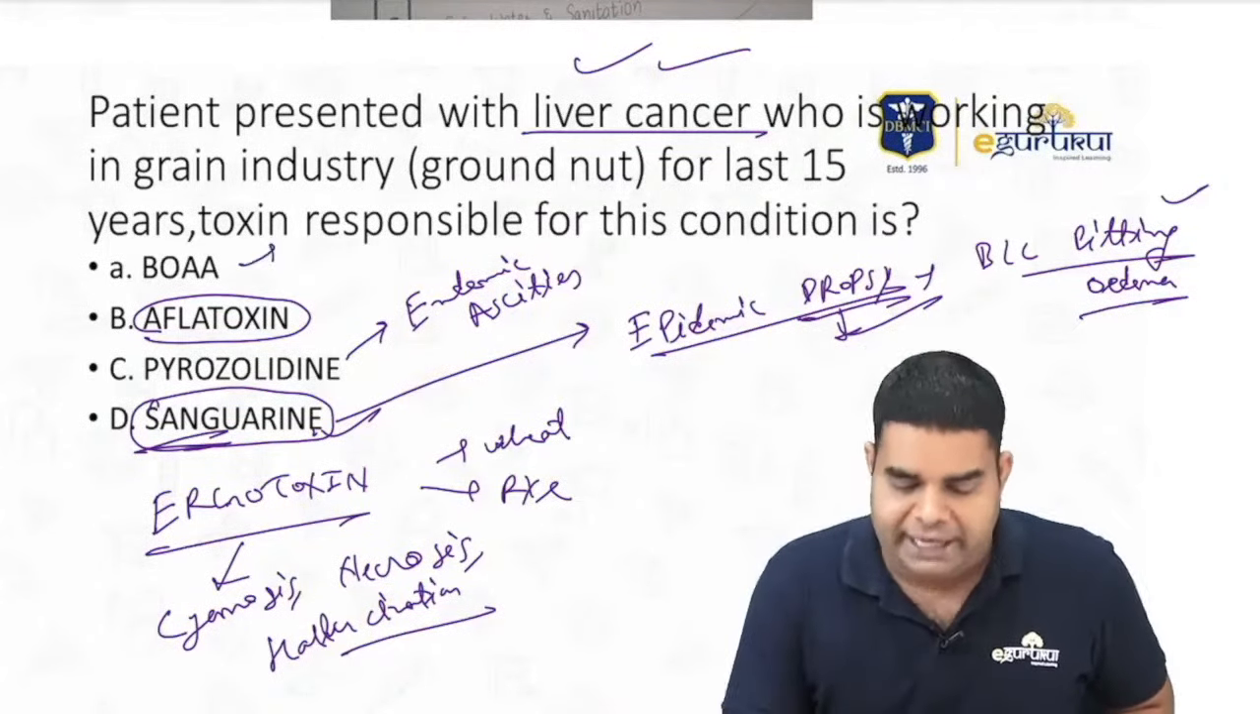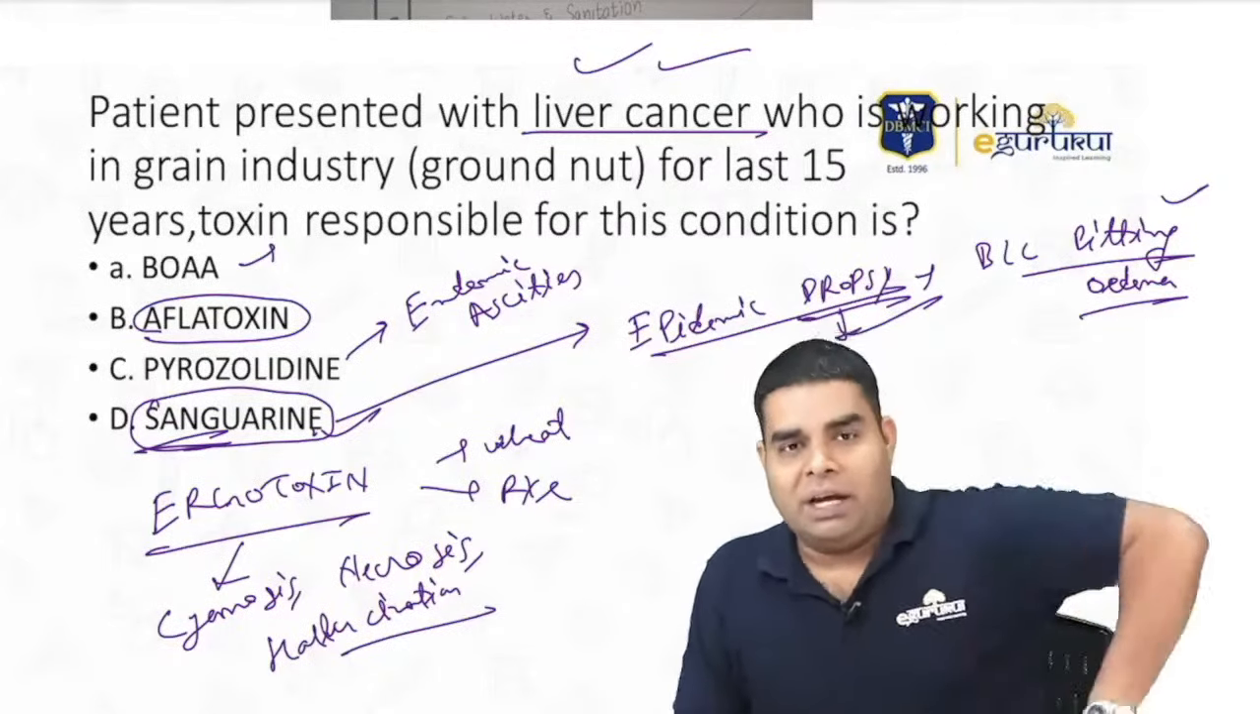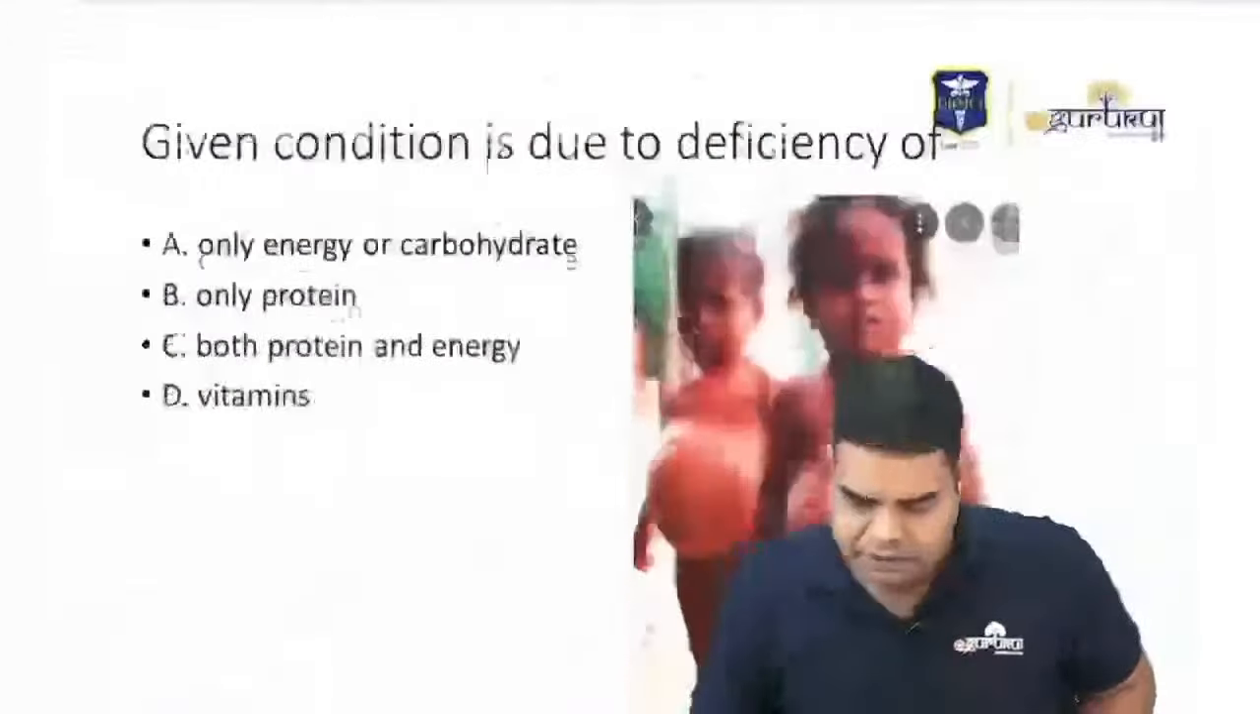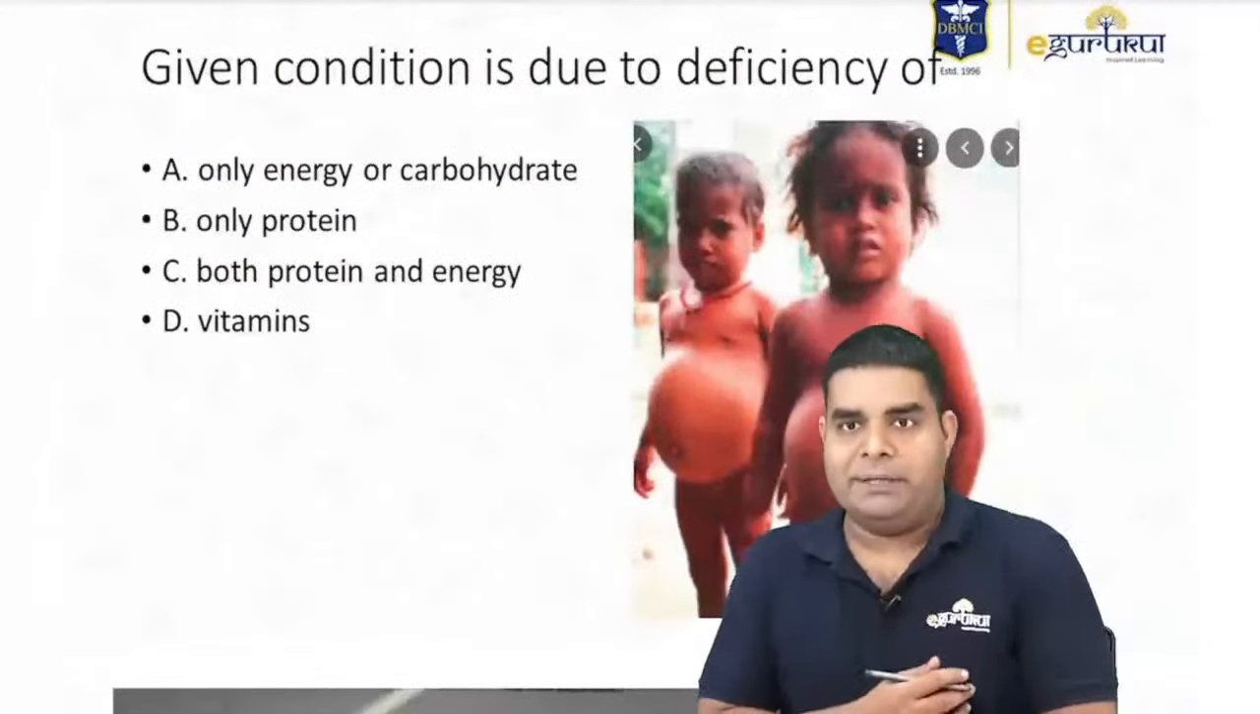Okay, and BOAA is of course the neurolathyrism by eating khesari saag. So these adulterants are important.